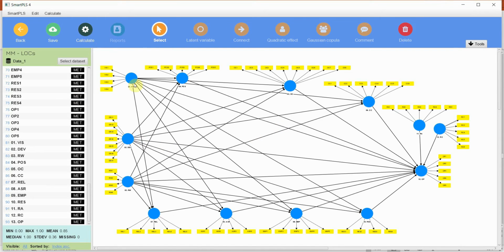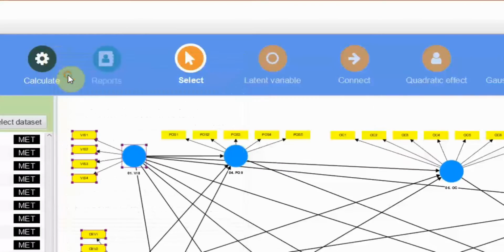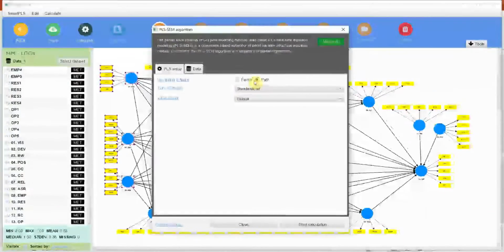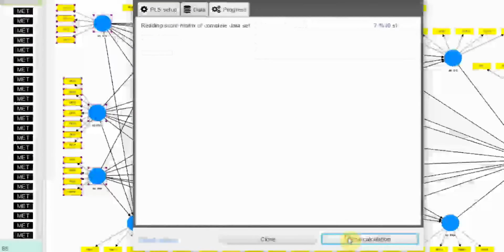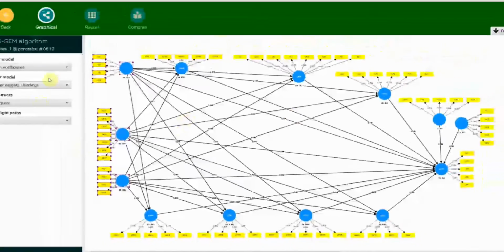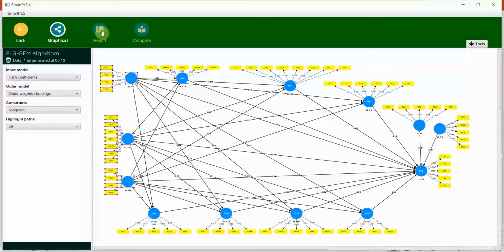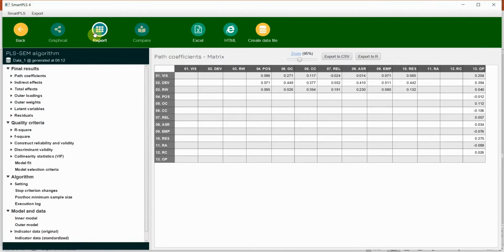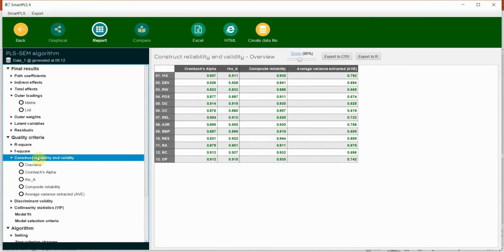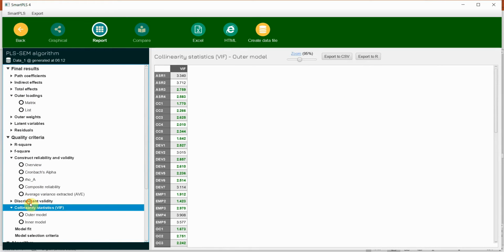So how do we get the latent variable scores so I can validate this particular construct, that is the reflective-formative higher order construct? Go to Calculate, PLS-SEM, Path, standardized default, start calculation. Now this is your graphical output. In this case, I'm more interested in the report. Once you get the report, again validate the lower order constructs first. Check their outer loadings, then check their reliability and validity, and check their discriminant validity.